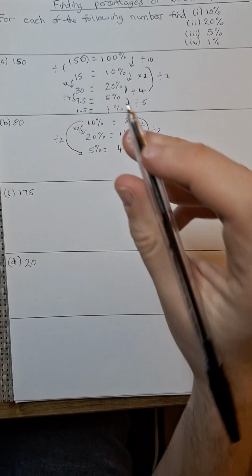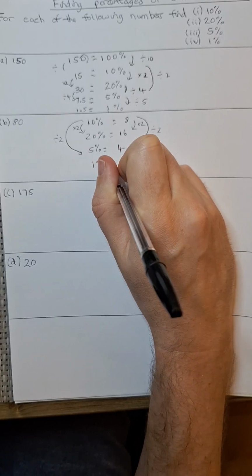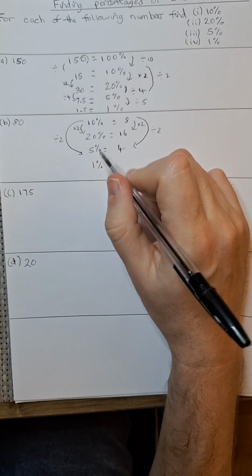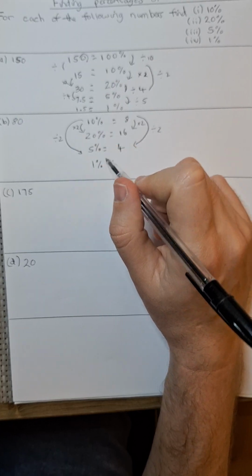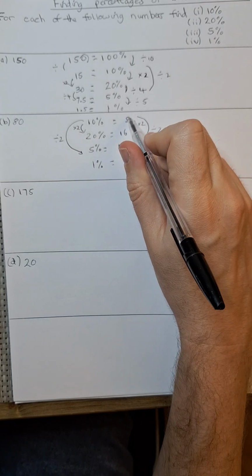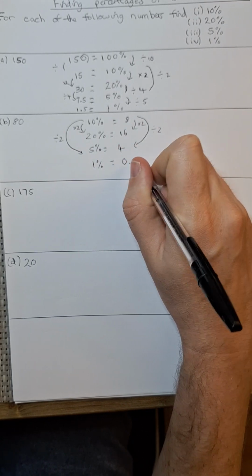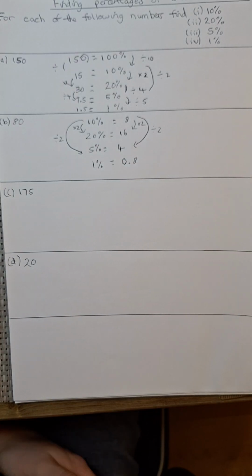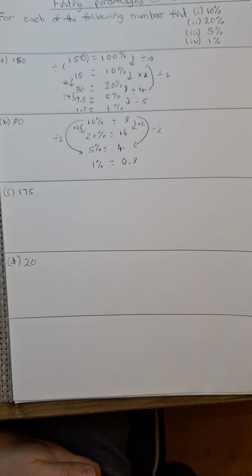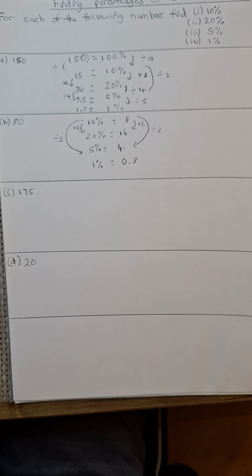And now to get 1%, we have 10%. To get from 10% to 1%, we divide by 10. Therefore, I'm going to do the same here. 8 divided by 10 equals 0.8. So 0.8 is 1% of 80. Next question, we have 175.